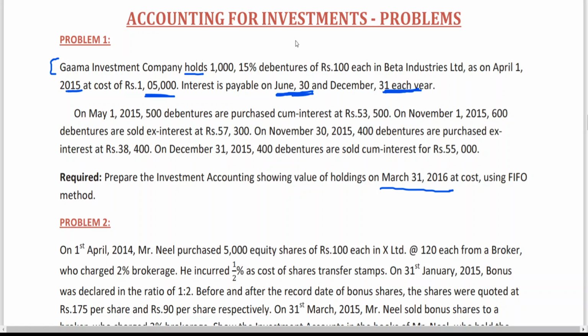That means accounting year; whenever you are looking at the problem, you should be looking at the accounting year. First April 15 to 31st March 16 is the accounting year. Clear? So that means 1st April 2015. What was the last date of payment of interest? 31st December 2014. So for 3 months you need to calculate interest, no?